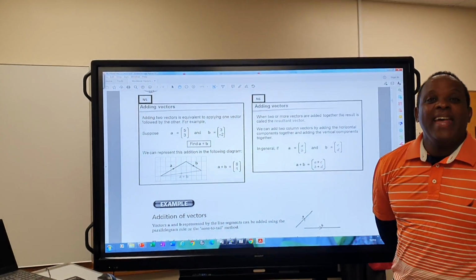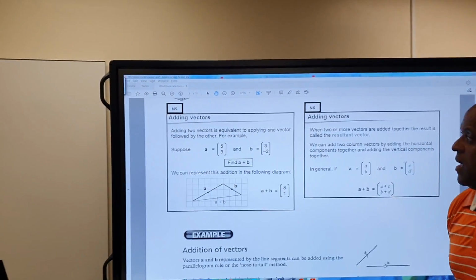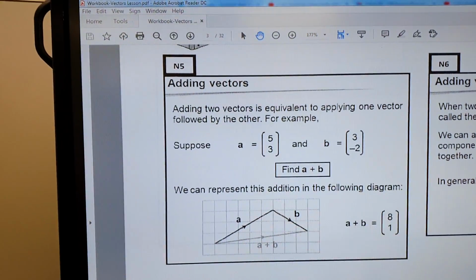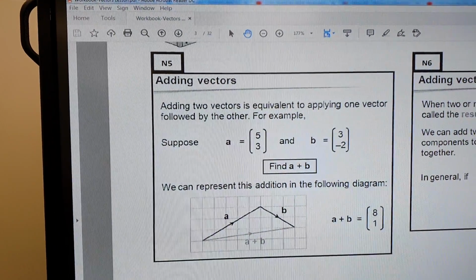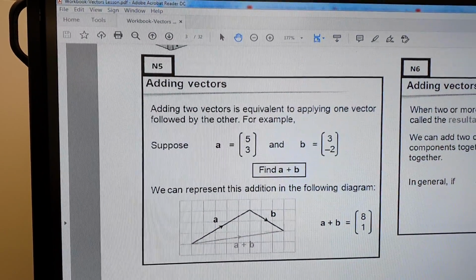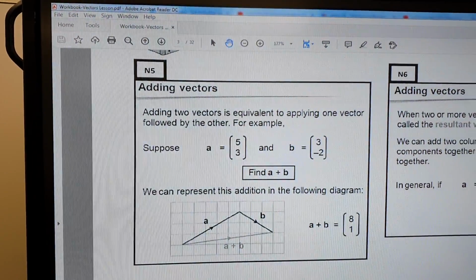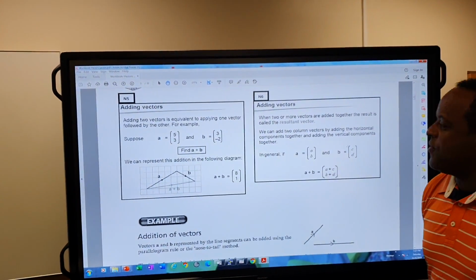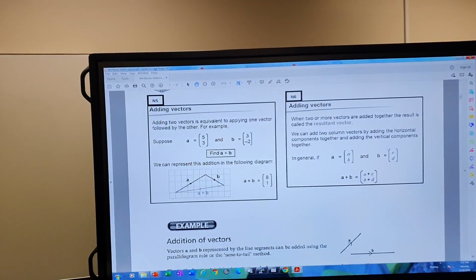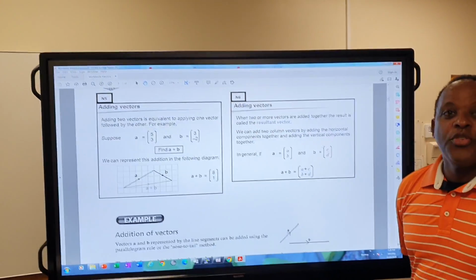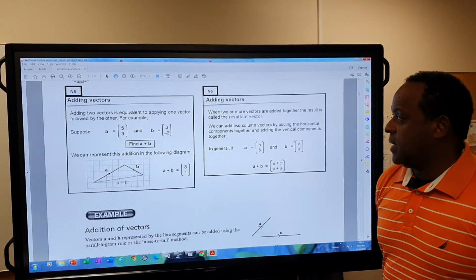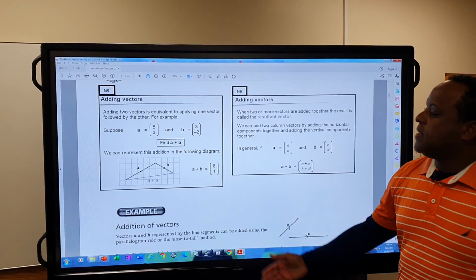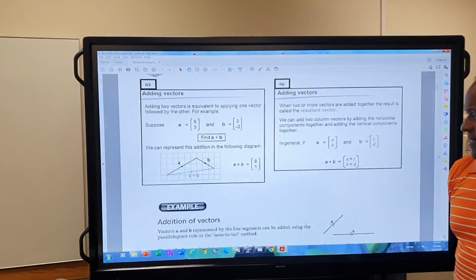Now, adding vectors. Adding two vectors is equivalent to applying one vector followed by the other. For example, suppose we had one vector A, which had the coordinates 5, 3, and B, which had the coordinates 3, -2. If we were asked to find A plus B, this is how we would represent it.